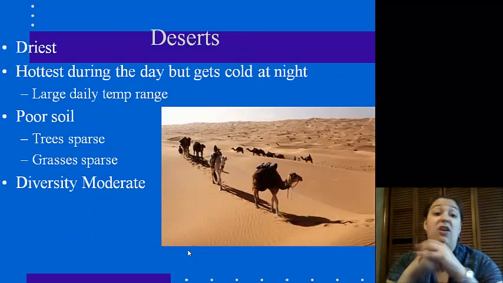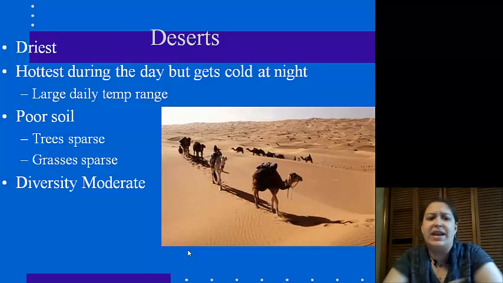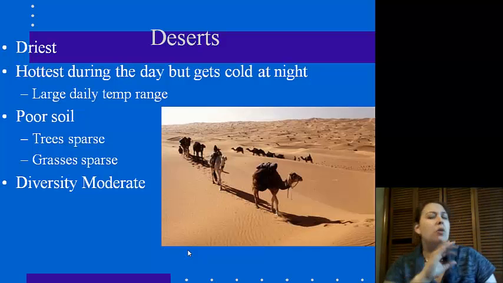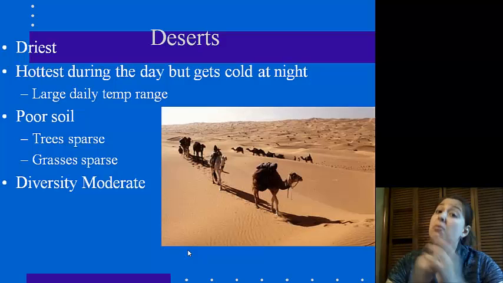Deserts are dry, hot during the day, but can be cold at night. Large range of temperature during the day. Poor soil, sparse trees, sparse grasses, but moderate diversity.